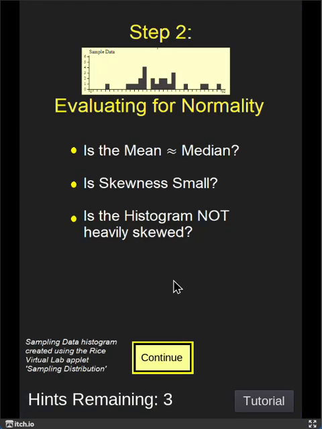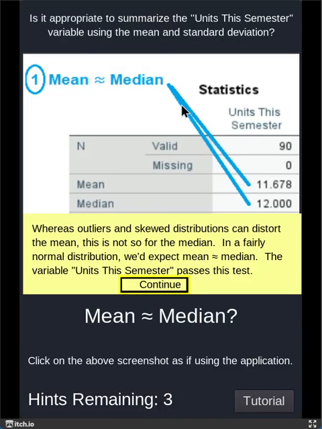And of course, then we're wondering, am I going to share the mean and standard deviation, or the median and the interquartile range? So we'll go through these 3 quick assessments to decide which way to go. And remember, for the sample data, this is normal enough to report the mean and standard deviation. Okay, click continue. Comparing the mean and median, we already did this. Again, we saw a small difference there for units of semester.